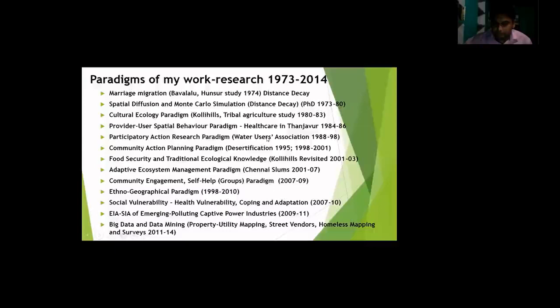And then I went on to do the participatory action research paradigm for almost a decade. In 1988 or 1998, I worked with Anna University on water resources management, especially irrigation water resources management, where I took upon myself to do participatory action research, what we call the PAR paradigm. Then I moved on to a study of desertification in the rain shadow regions of Tamil Nadu, especially around Bodinaikanur, Theni. So I took up a paradigm called the community action plan paradigm.